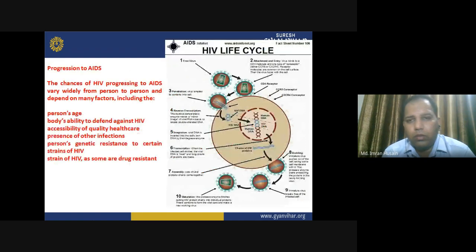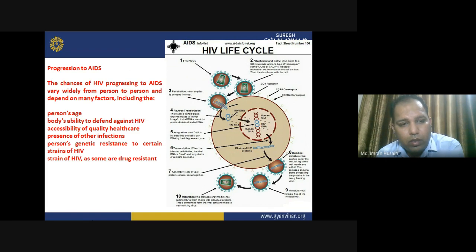So, progression to AIDS. The chances of HIV progressing to AIDS vary widely from person to person and depend on many factors, including the person's age, body's ability to defend against HIV, accessibility of quality healthcare, presence of other infections, person's genetic resistance to certain strains of HIV, and the strains of HIV, as some are drug resistant.